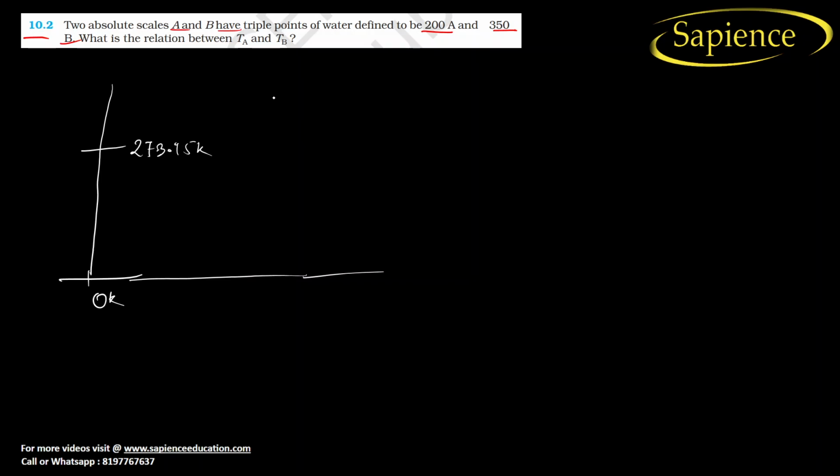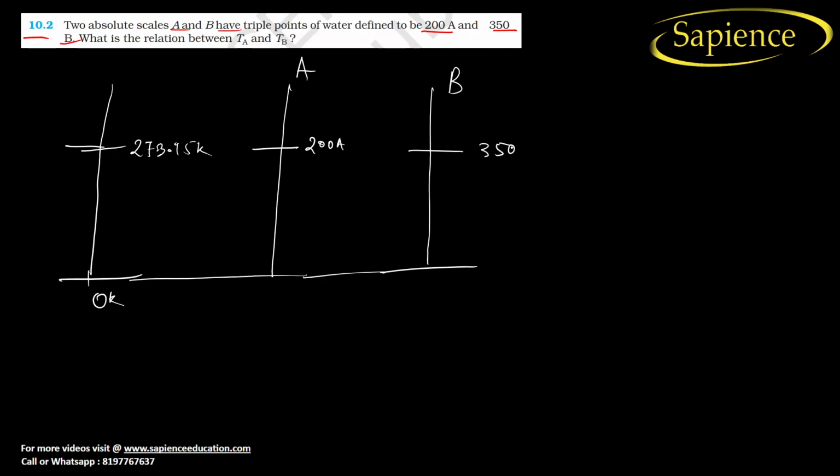So let us consider there is another scale A, and there is one more scale B. Now their triple point is this. Triple point means approximately it is near the melting point only. The value of the triple point is 200 A, and it is 350 B.